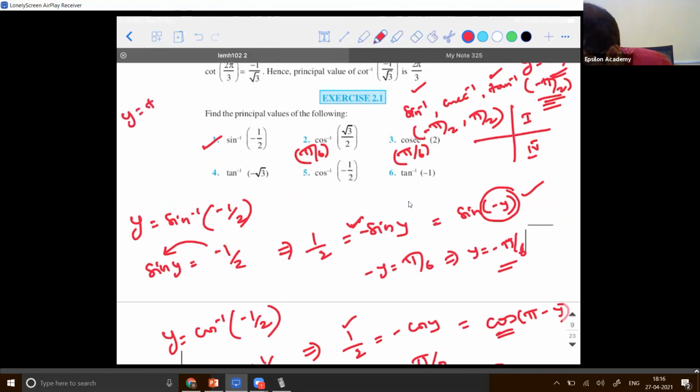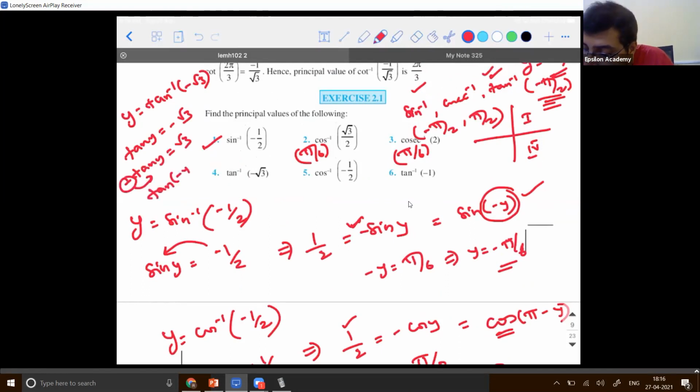So y is equal to tan inverse of minus root 3. What is it you told me? Minus pi by 3, very good. So tan y is equal to minus root 3. For tan inverse, what should I do with the minus? I should write it as tan of minus y is equal to root 3. So minus y will be equal to pi by 3, and y will be minus pi by 3.